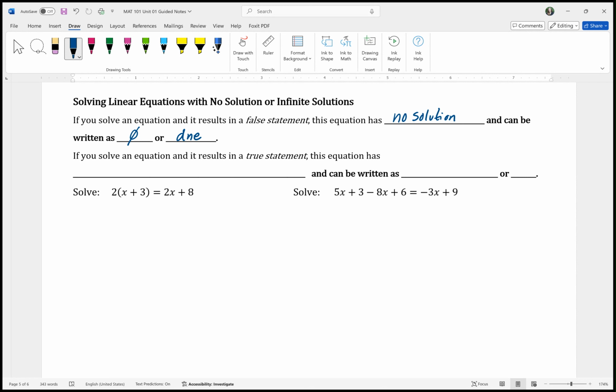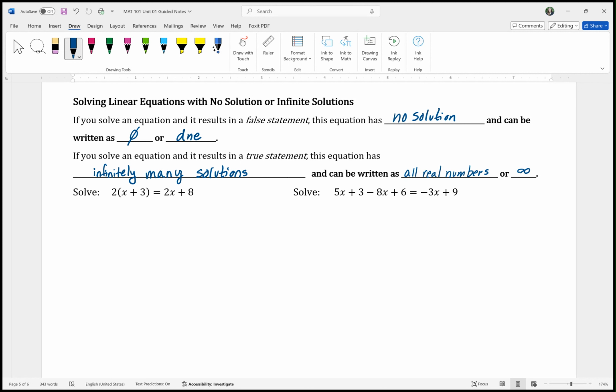If you solve an equation and it results in a true statement, this equation has infinitely many solutions, and can be written as all real numbers. There's a few different ways to express this. Those are the only ones I'm going to talk about today. Or infinity. And again, if you're in my class, then infinity is what you're looking for in the computer. There'll be a toolbar that you can put in. Or you can type 00, and it'll automatically just change to infinity.